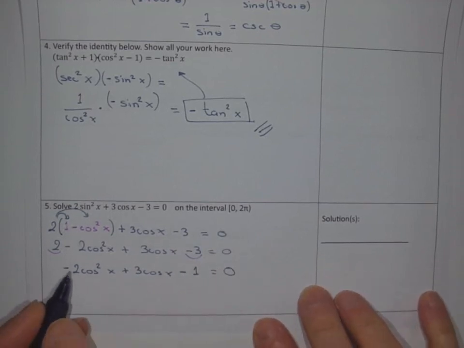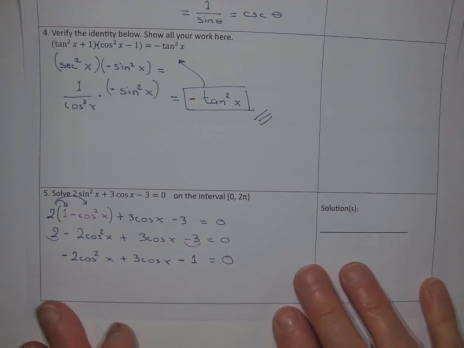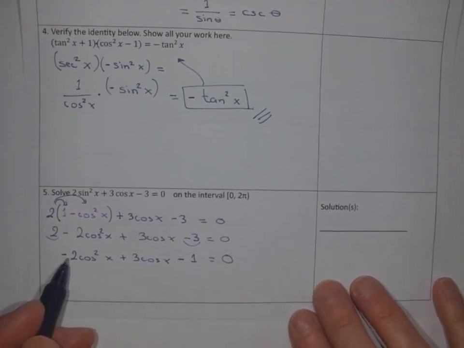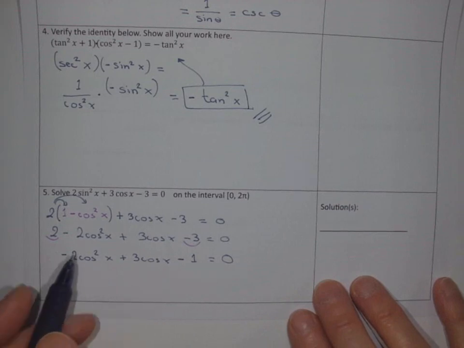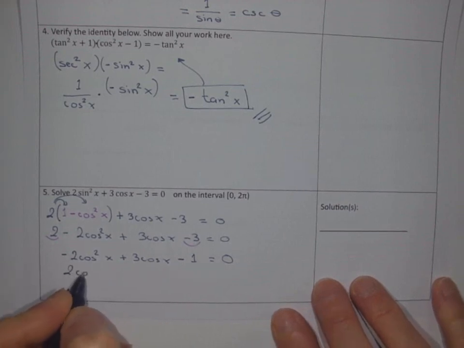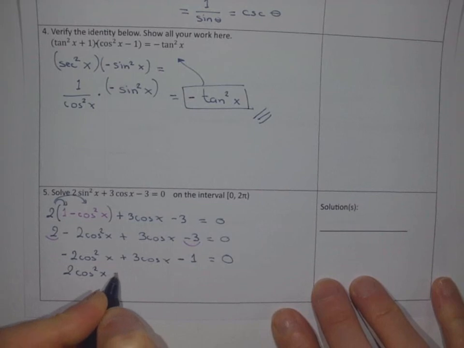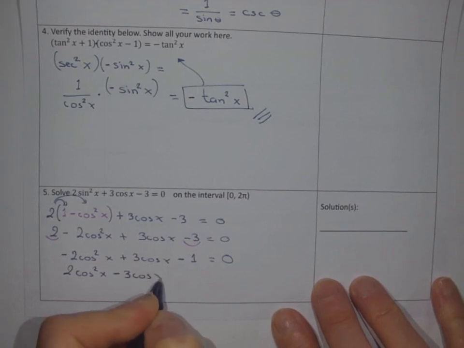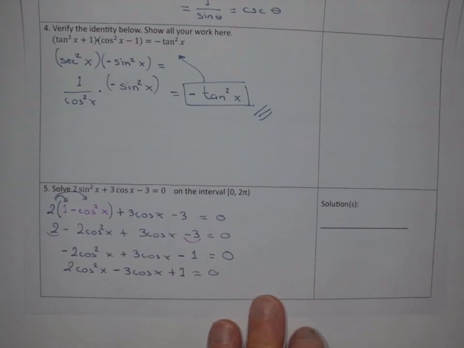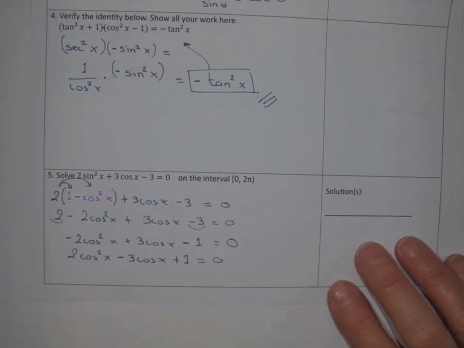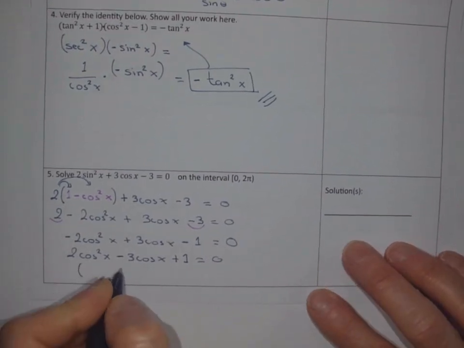And now I'm going to factor. I don't like to have my leading term to be negative, so I could just multiply everything by a negative 1, which would make that positive, that negative, and that positive, right? And then 0 times negative 1, that's not changing, so I can leave that. And now we can factor.